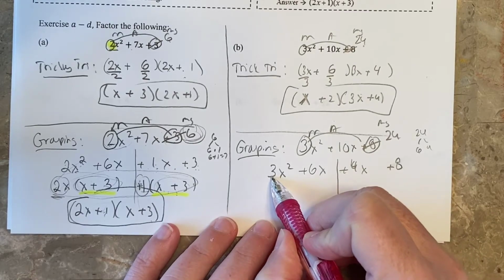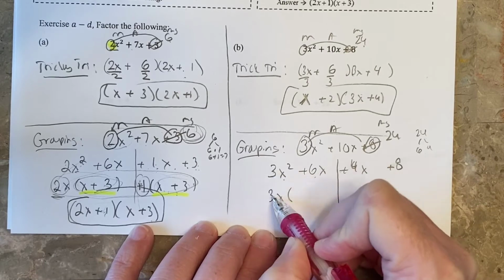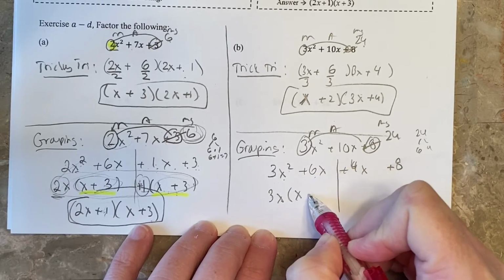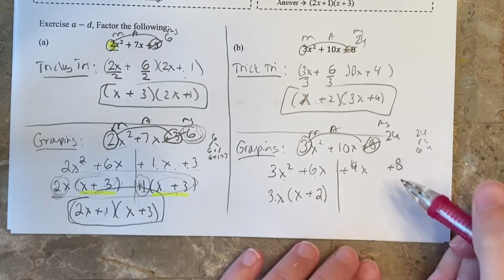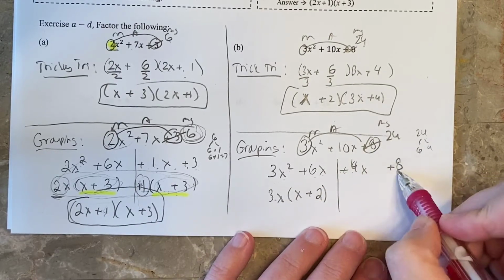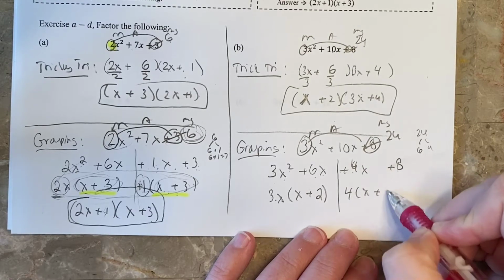So now do GCF. What's my GCF of 3 and 6? It is 3. X squared and x is x. 3 divided by 3 is 1. X squared divided by x is x. 6 divided by 3 is 2. X and that. Okay. The next one, 4x and 8. What's the common factor? 4. 4x divided by 4 is x. 8 divided by 4 is 2.